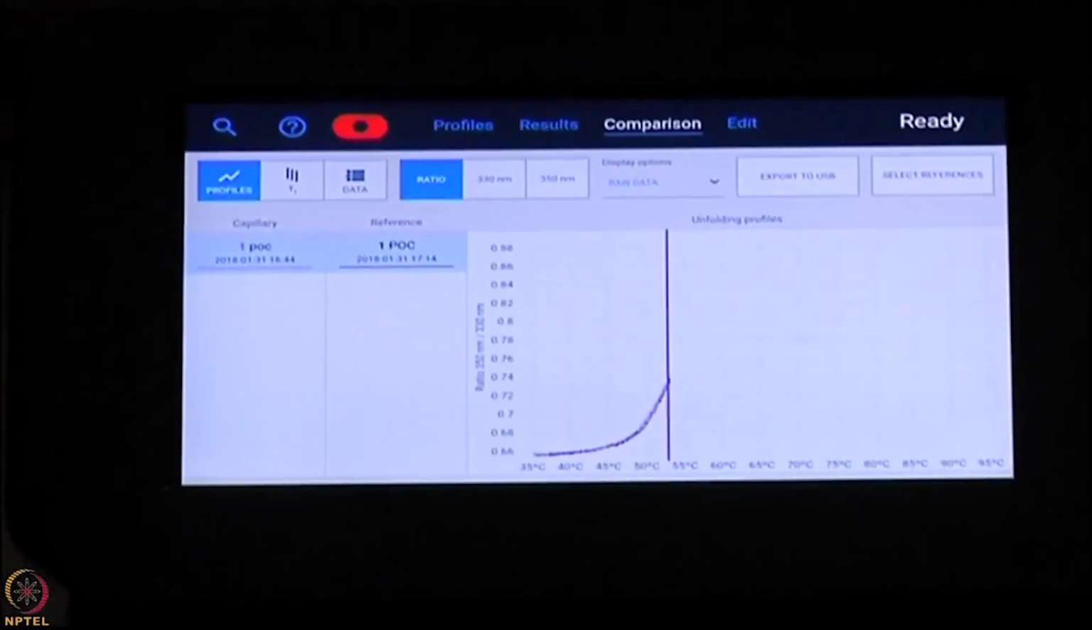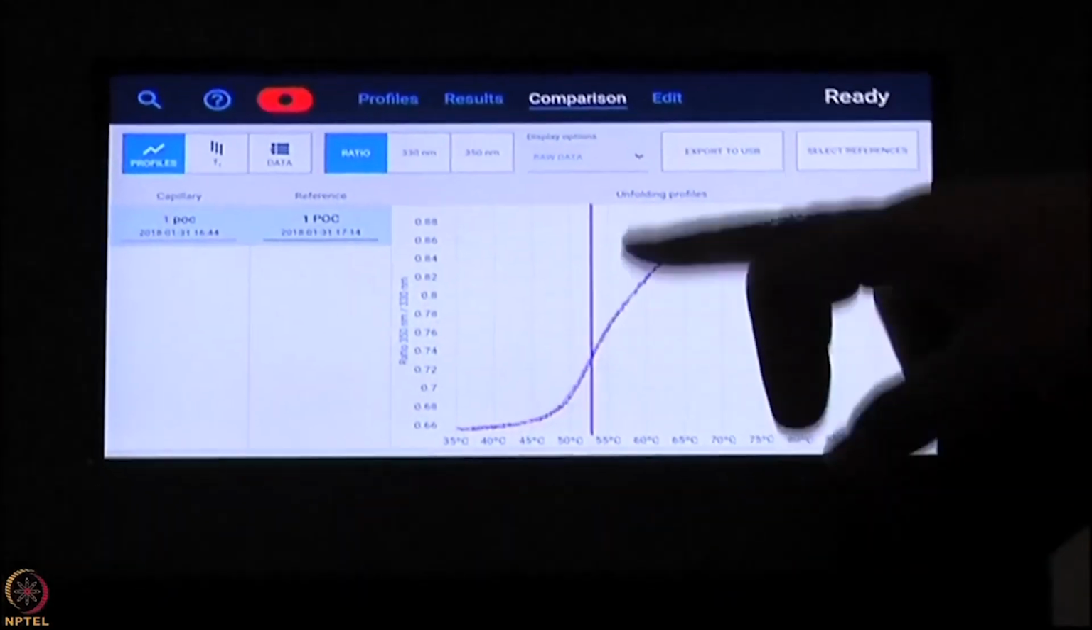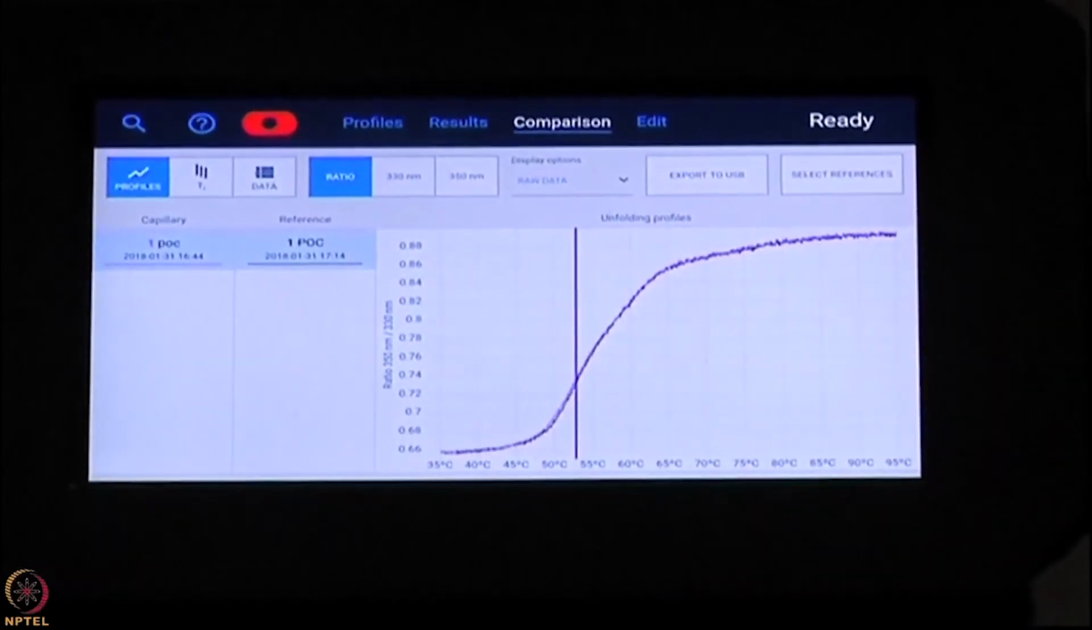Because in 1 sample, it does not make sense to show you all the data. So we have shown you the previous data. This is how typically you are getting it here. The software automatically calculates and then shows you the TM of it like this.